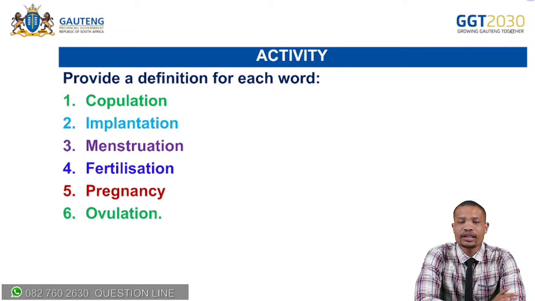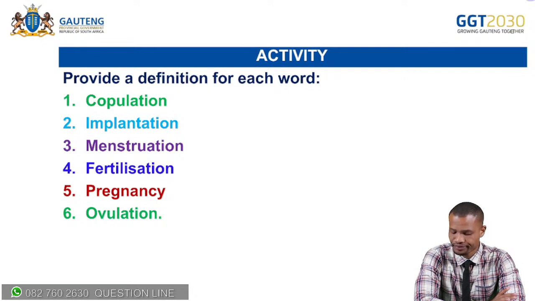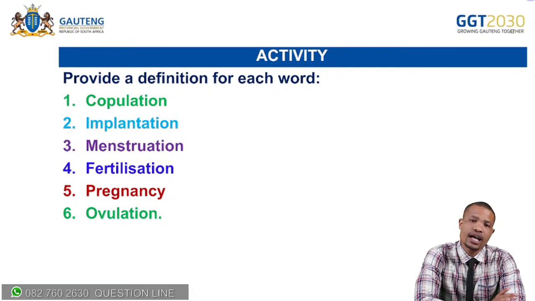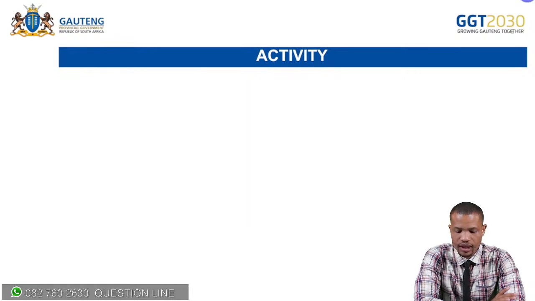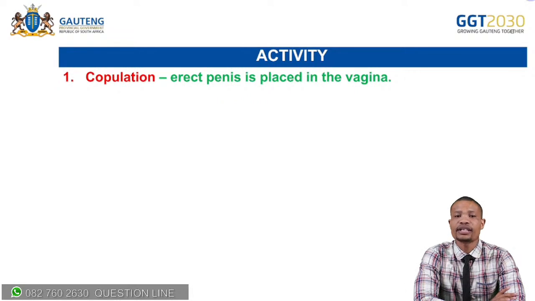Alright learners, welcome back. I hope you were able to define the 6 terms that I gave you. So without any waste of time, let's discuss the definitions together. The first term is copulation. Copulation is when the erect penis is placed inside the vagina. Okay, I hope you were able to get that one correct.